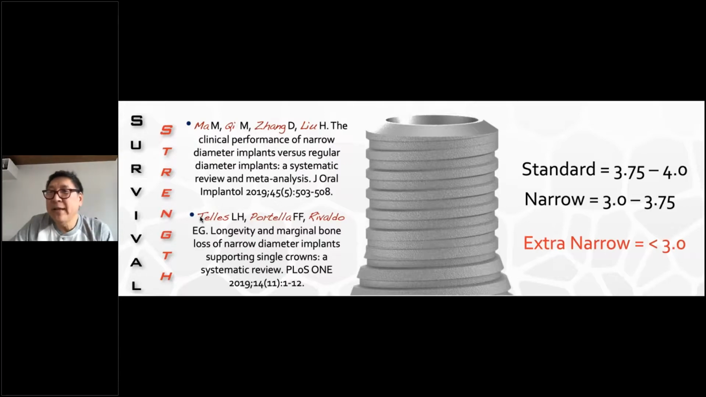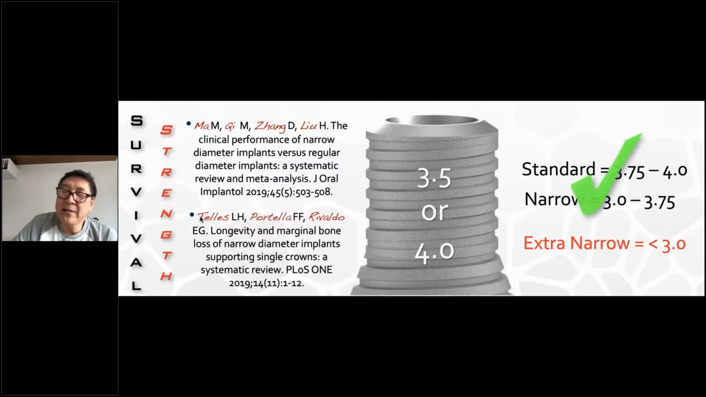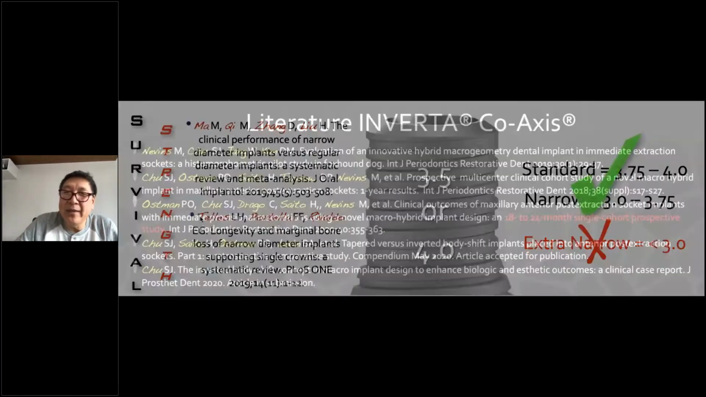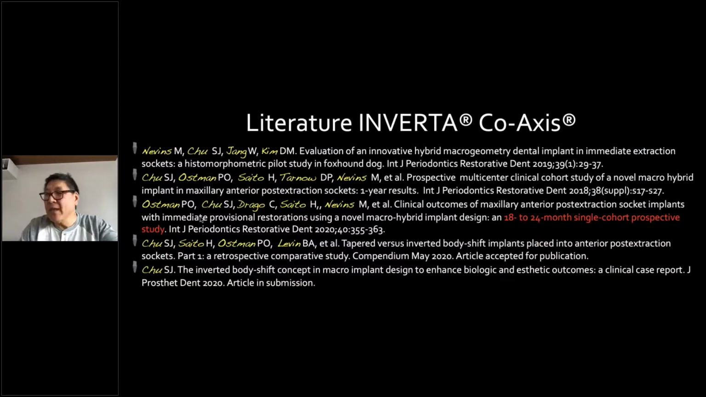Extra narrow would be less than 3, like I said. But if you're staying within the range of standard or narrow, there are plenty of studies to show that they do just as well in that category. And of course, once you fall below 3 millimeters, you're running into potentially a higher risk of problems with that diameter. There's been quite a bit of literature supporting the concepts.